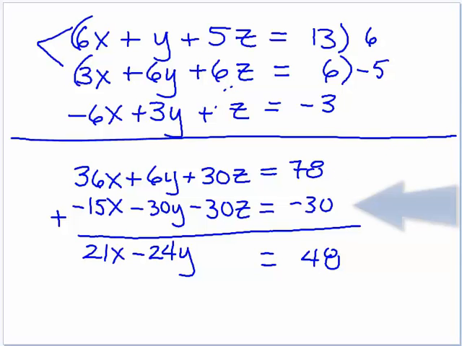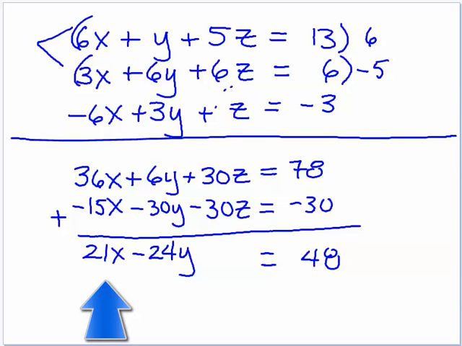The bottom line, because we want these to cancel out, we do it by negative 5. Negative 5 times 3x is negative 15x. Negative 5 times positive 6y is negative 30y. Negative 5 times 6z is negative 30z, which is what we said we wanted. And then negative 5 times 6 is negative 30. Now we're ready to add these two together.